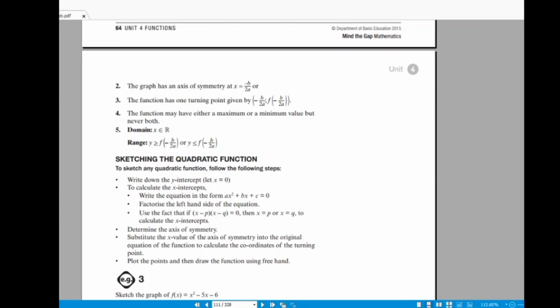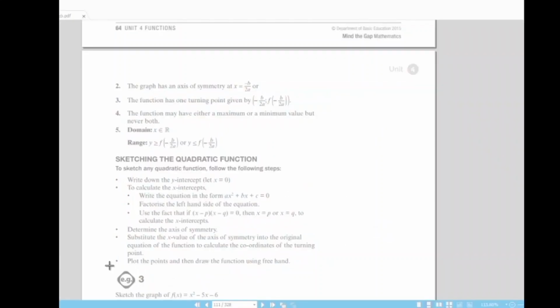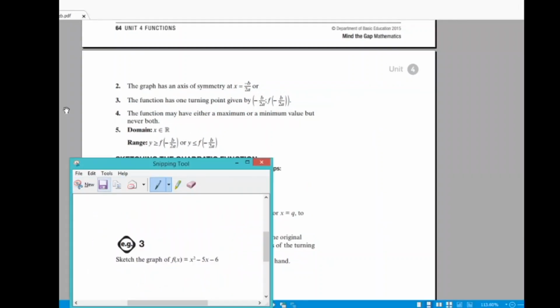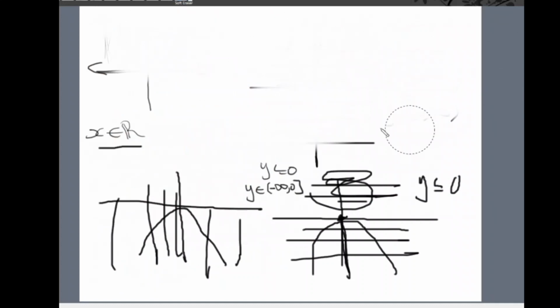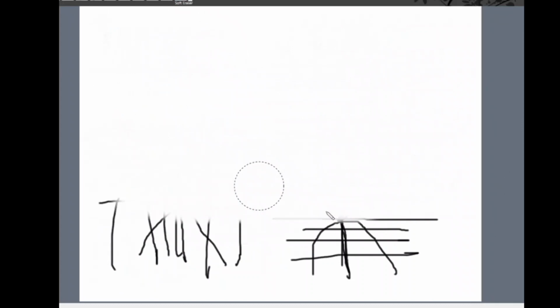Okay, so let us do an example. We have to sketch the graph of this function, f of x equals x squared minus 5x minus 6, right?